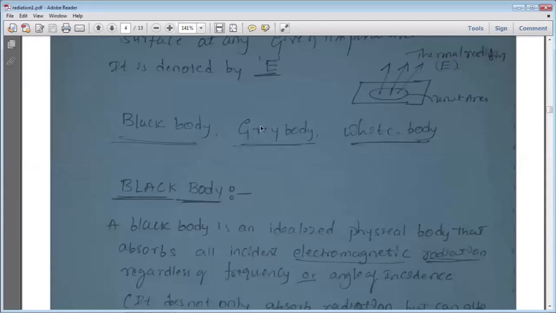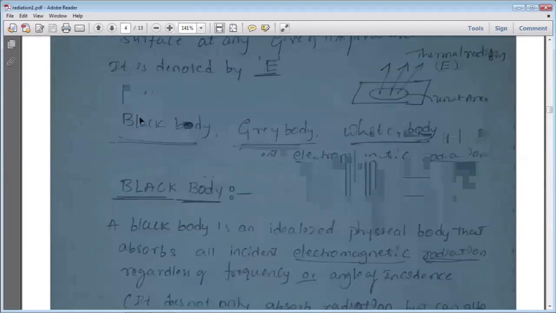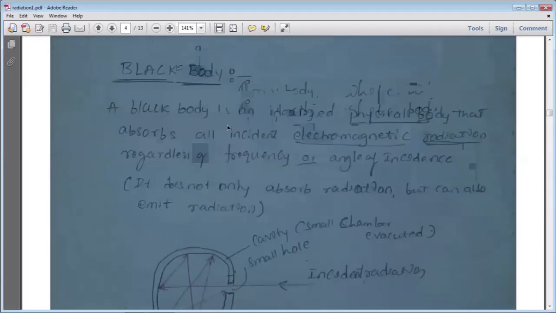So what is a black body, what is a gray body, and what is a white body? We need to discuss that. First we will discuss the black body, then we'll go to the gray body and white body. So the black body is called the ideal body. Understand? It will absorb all types of radiations.